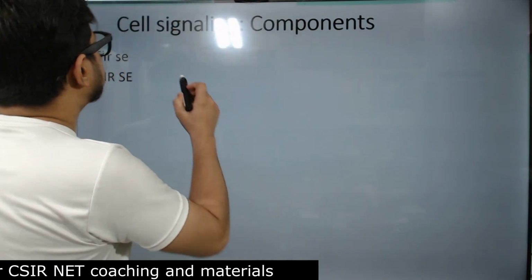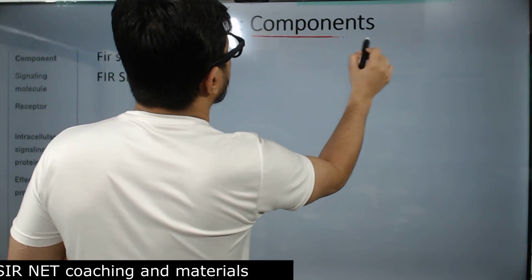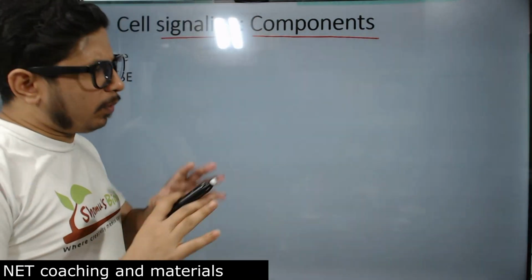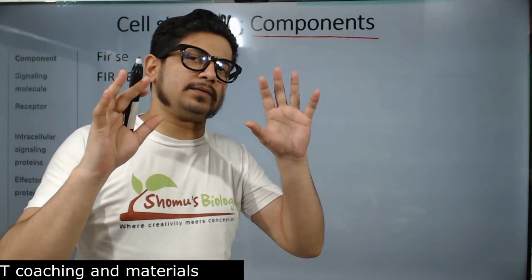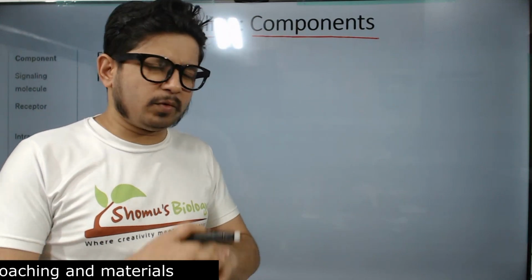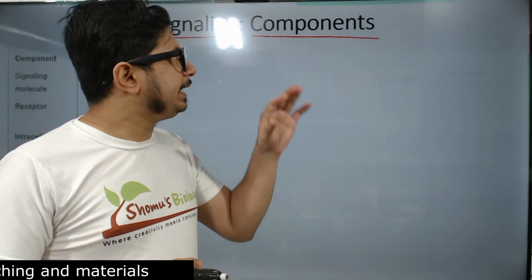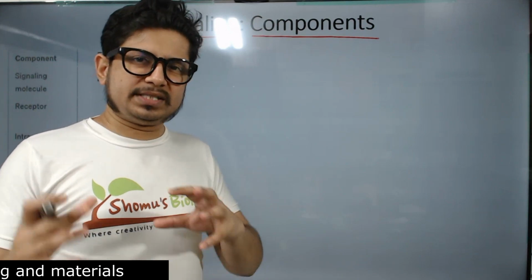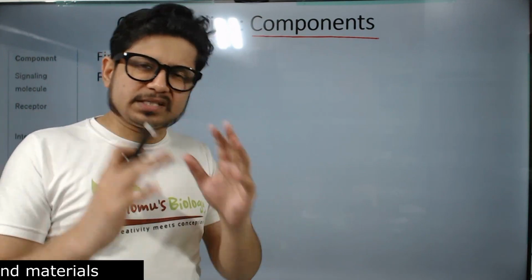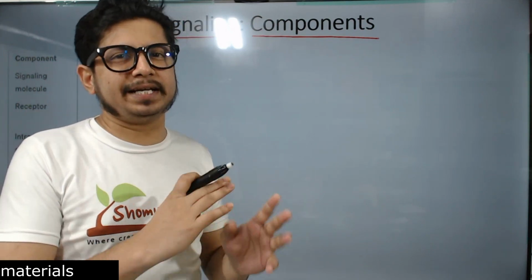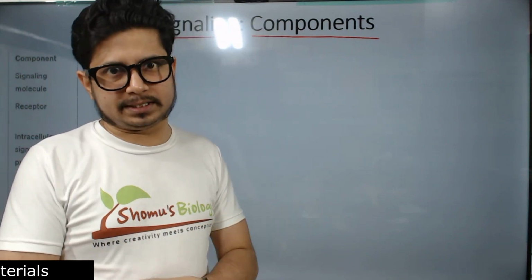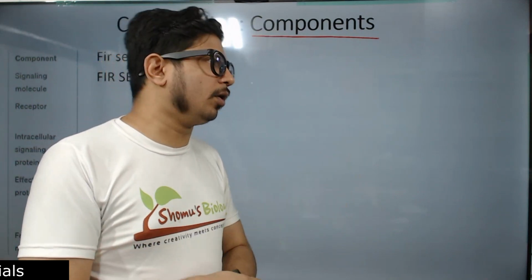All right. So the very first thing that I want you to understand whenever you're talking about cell signaling is the components of a cell signaling. Whatever kind of cell signaling pathway it is, it involves some components. The components must be there in order to have a proper signaling approach. That's what we need to understand. So the first is cell signaling components.